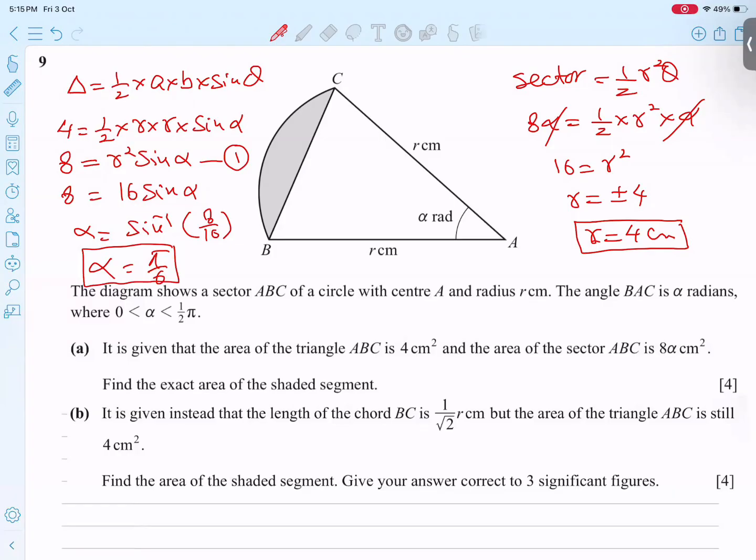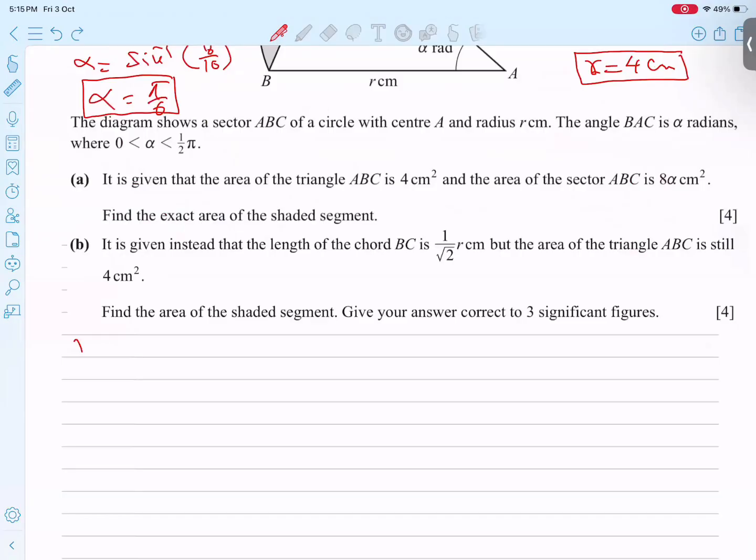So let's try part A. Part A is partially almost over. What is it asking for? The exact area of the shaded part. How do we get the shaded part? Very simple: the full sector area minus the white part, I mean the triangle part. It's called the segment area. So the planning is so simple: sector area minus triangle area.